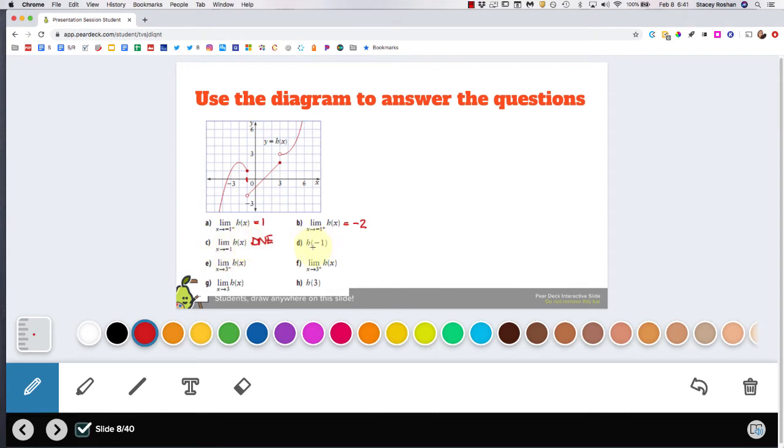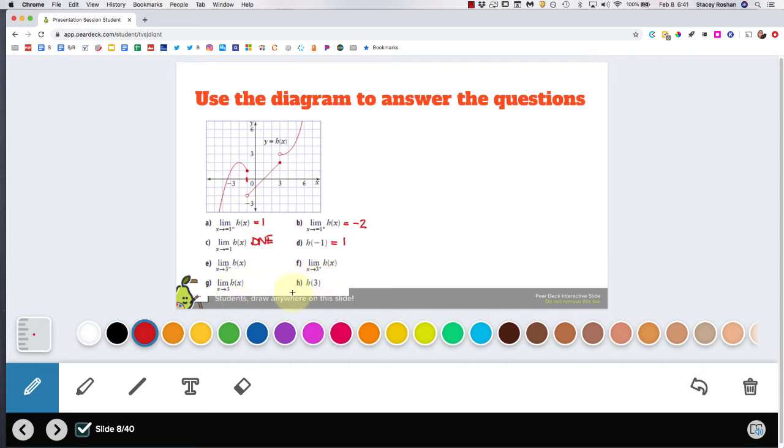However, when they ask you h of -1, it is defined at -1. At -1, our value is 1. So this is one of those that was left-hand continuous. I don't care that you know that. You do not need to know that. But it is defined at 1. It's just that the left and the right limits are not the same.